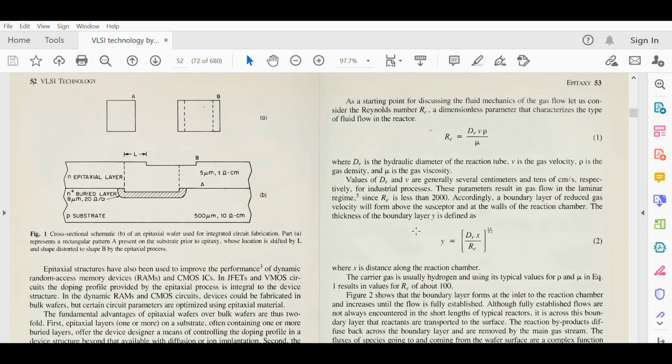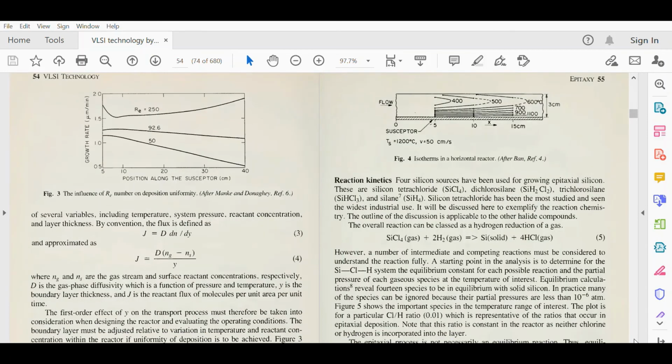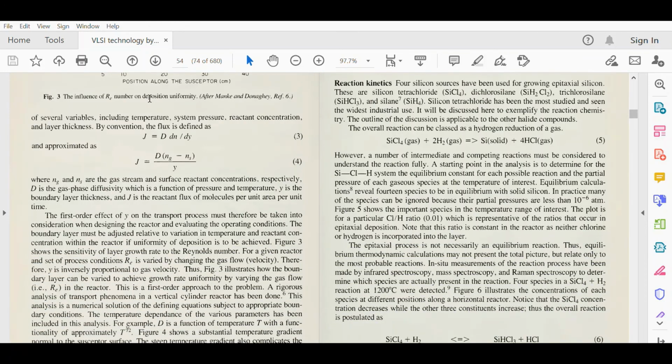Okay, so let's go ahead and see some other fundamentals related with this particular process, and then we will finish today's lecture. Okay, so this is the convention of the flux that is defined as J equals D into dn upon dy, where the approximation is J equals D into (ng minus ns) upon Y, where ng and ns are the gas stream and surface reactant concentrations respectively. D is the gas phase diffusivity, which is a function of pressure and temperature. Y is the boundary layer thickness, and J is the reactant flux of molecules per unit area per unit time.